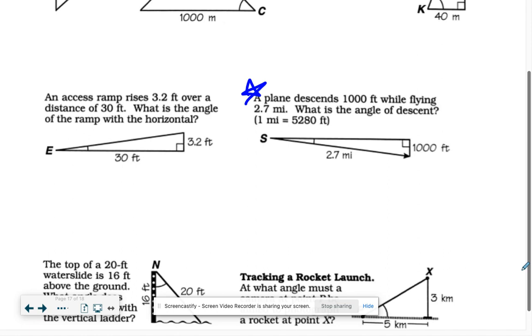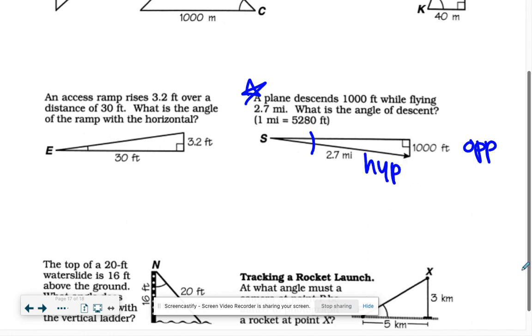So we're going from angle S. Let's label our sides. What's 1,000? 1,000. Correct. Opposite, thank you, sir. And what's 2.7? Jason. Adjacent. I thought that'd be the height. Oh, it is the height. I was gonna say. My fault.